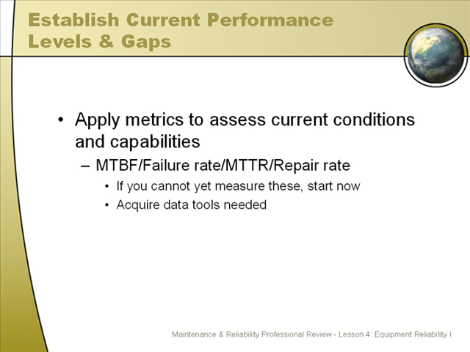We also need to apply metrics to assess current conditions and capabilities. You want to do a really good job of assessing where you are so that you can measure where you want to go. Some of the measures that are very popular in maintenance and reliability would be mean time between failures, or MTBF, the failure rate, the mean time to repair, which is also looked at as MTTR, it's also called maintainability, incidentally, and repair rate.